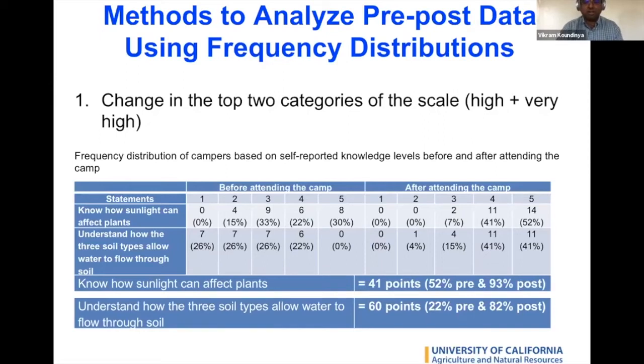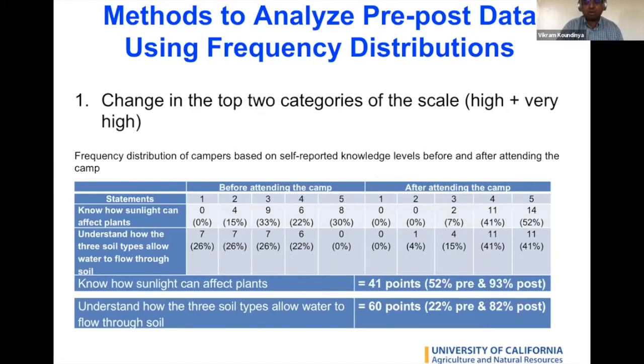Basically, in this method, for example, there are 2 questions from a 4H evaluation that I conducted. One of the questions is about the students' understanding of how sunlight can affect plants. There is a 5-point scale, where 4 and 5 are high understanding. So you just add up the top 2 scale points, high and very high, and then report the percentage point change. That is one of the methods.